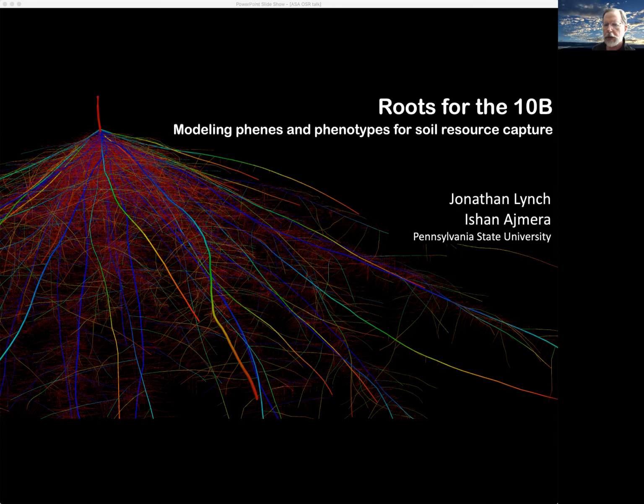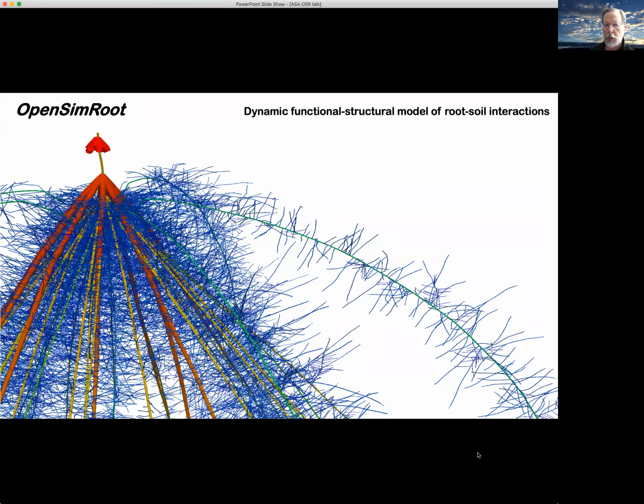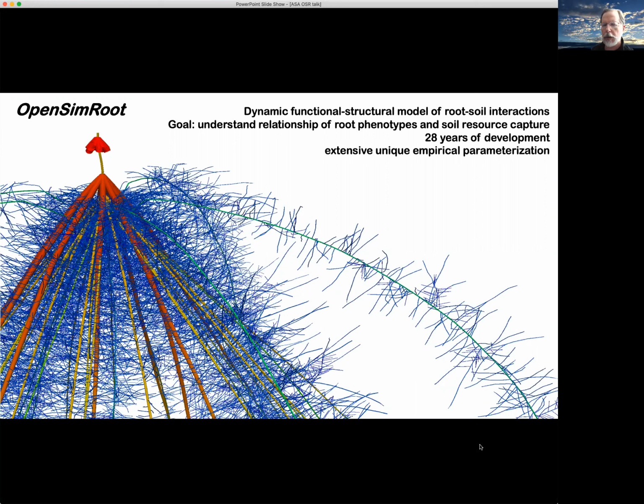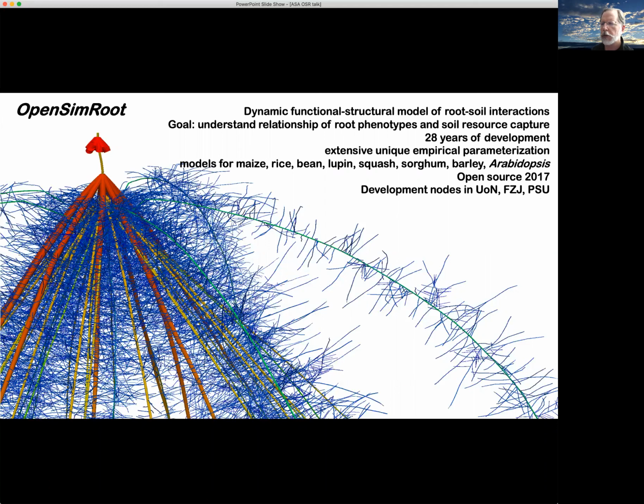The title of my presentation today is Roots for the 10 Billion, Modeling Phenes and Phenotypes for Soil Resource Capture. OpenSimRoot is a dynamic, functional, structural model of root-soil interactions with the goal of understanding the relationship of root phenotypes and soil resource capture. It's been in development for nearly 30 years, involving extensive, unique empirical parameterization. A number of species can be simulated in OpenSimRoot. It's been open source since 2017 with 3 development nodes: University of Nottingham, Forschungszentrum and Penn State University.